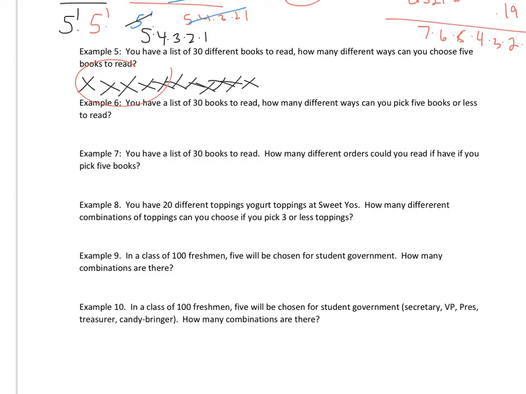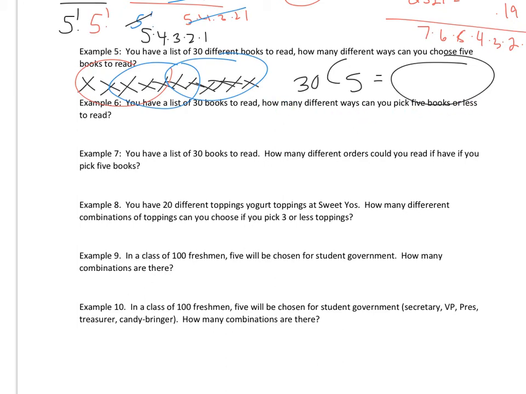So in that case, the order doesn't matter. So you could pick these 5, you could pick these 5, you could pick these 5. It doesn't matter. You're just grabbing these books. So this is 30C5. So I want you on your calculator or to show your work how to do 30C5. So get that answer. Example 6, you have a list of 30 books to read. How many different ways can you pick 5 books or less to read?